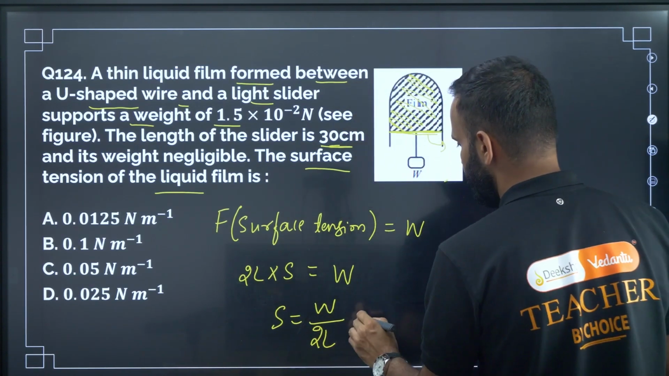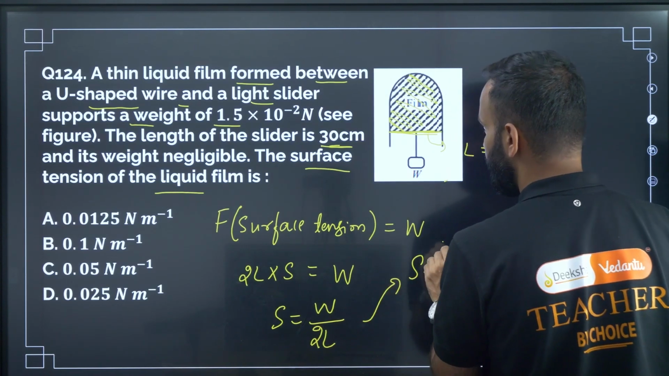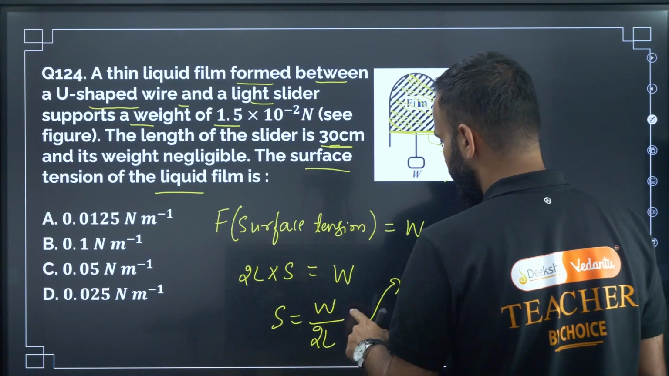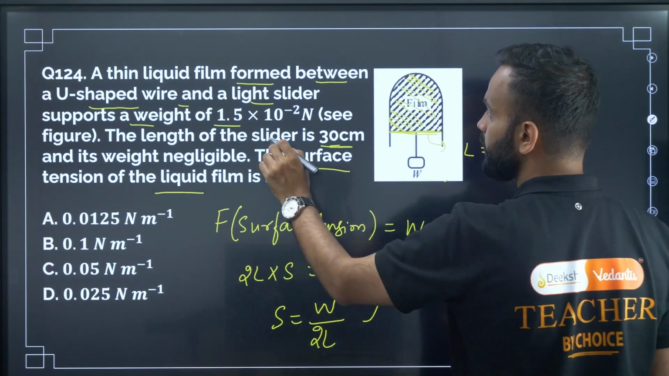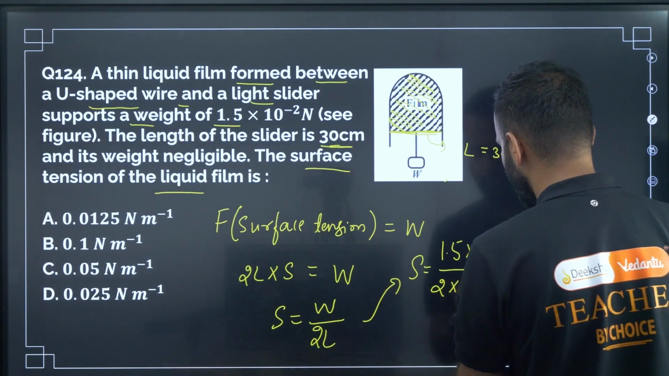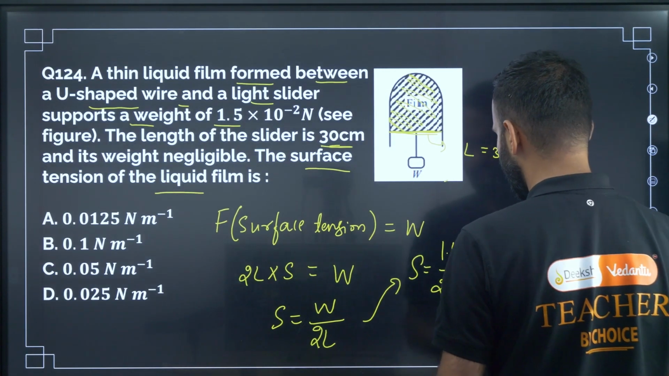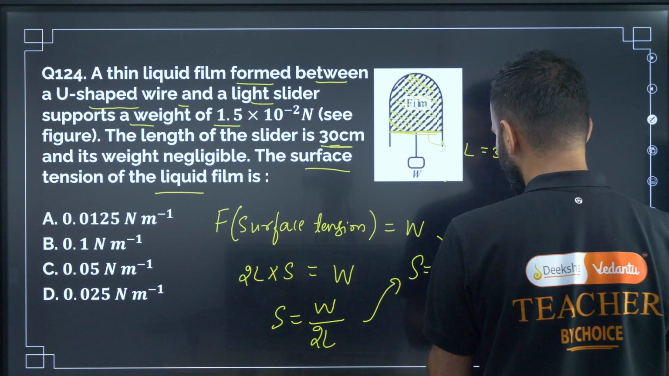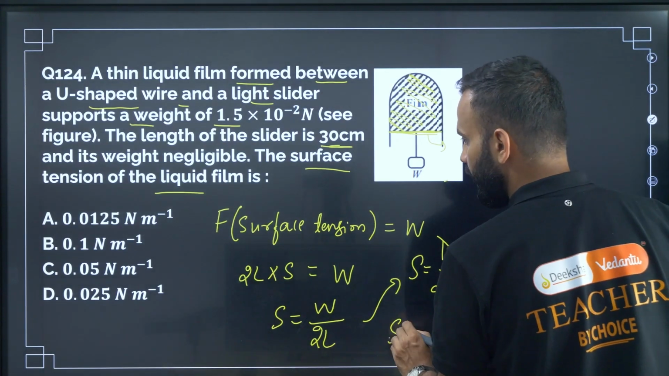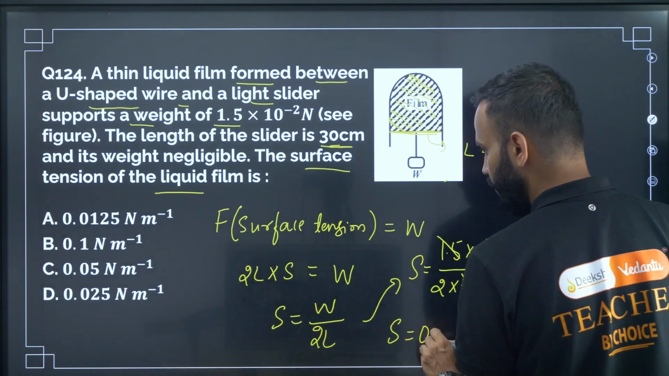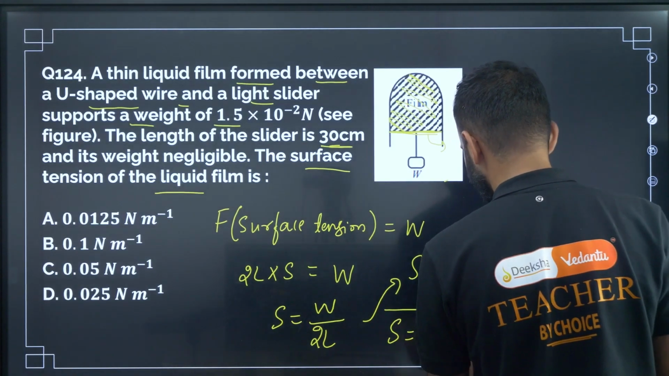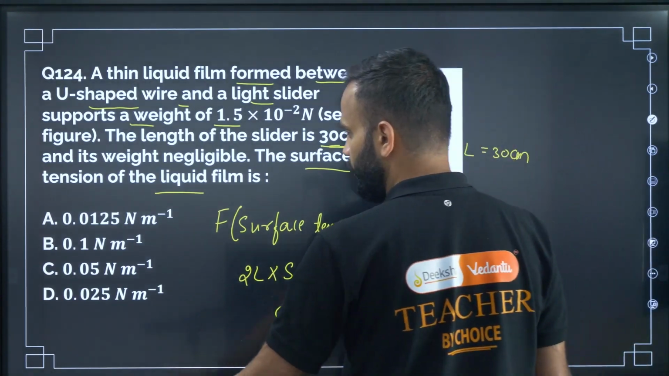So now substitute the values. Here S equal to W, which is 1.5 into 10 to the power minus 2, divided by 2 into L. What is the value of L? L is 30 centimeter, that is 3 into 10 to the power minus 1, right? Now 1.5 by 3 is 1 by 2, and 2 into 2 is 4. So S is equal to, if you solve this, you will get 0.025 Newton per meter. Okay, so the correct option is D.